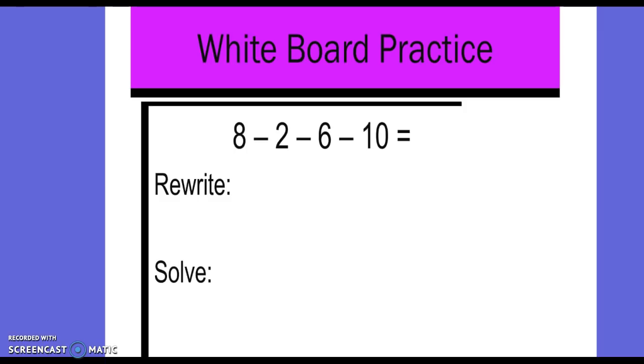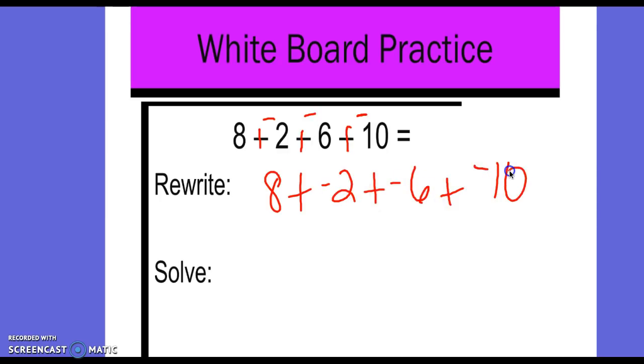Here's the next problem. Now we got multiple digits, so copy this on your whiteboard, give it a try. Remember, every time you see subtracting, you're adding the opposite. Hit pause, please. All right, let's see how you did with multiple digits. So every time we see subtraction, we change it to adding the opposite. So if I rewrite it, I have 8 plus negative 2 plus negative 6 plus negative 10.